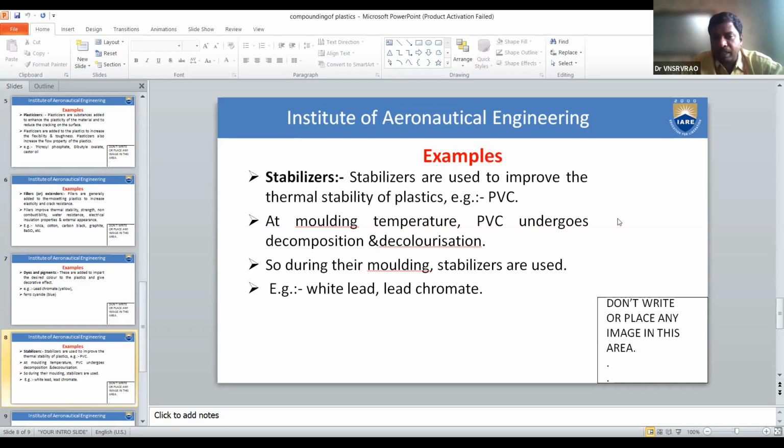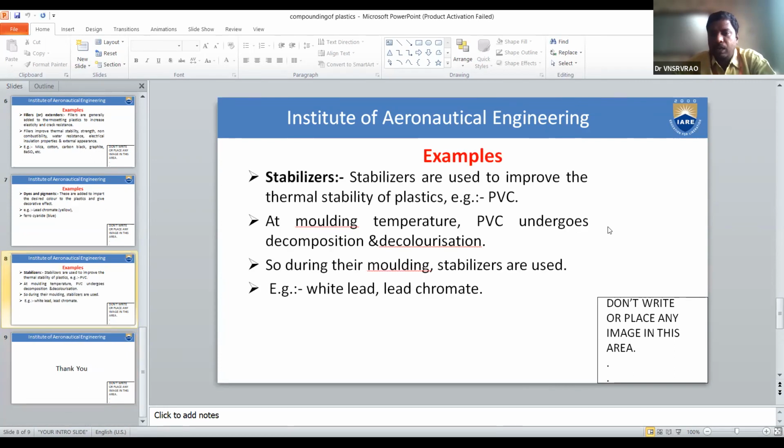Tell me, what are the materials used as stabilizers? White lead, lead chromate. White lead and lead chromate. So this is about the overall compounding of plastics.